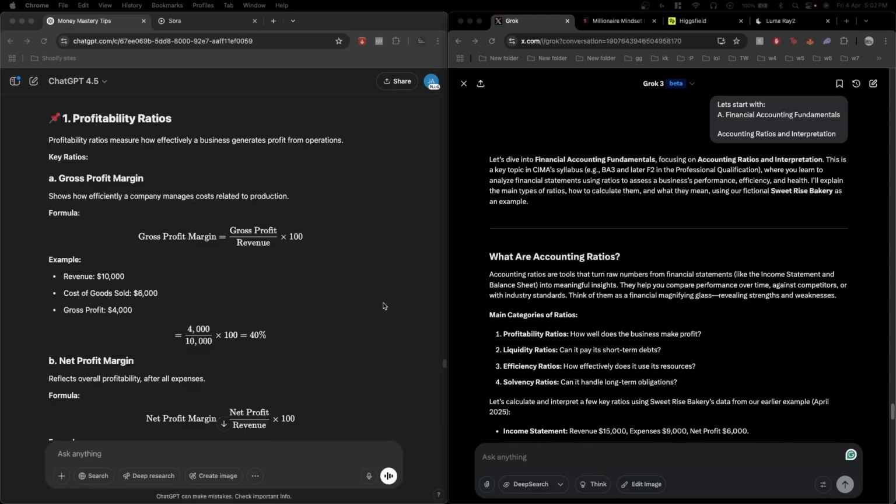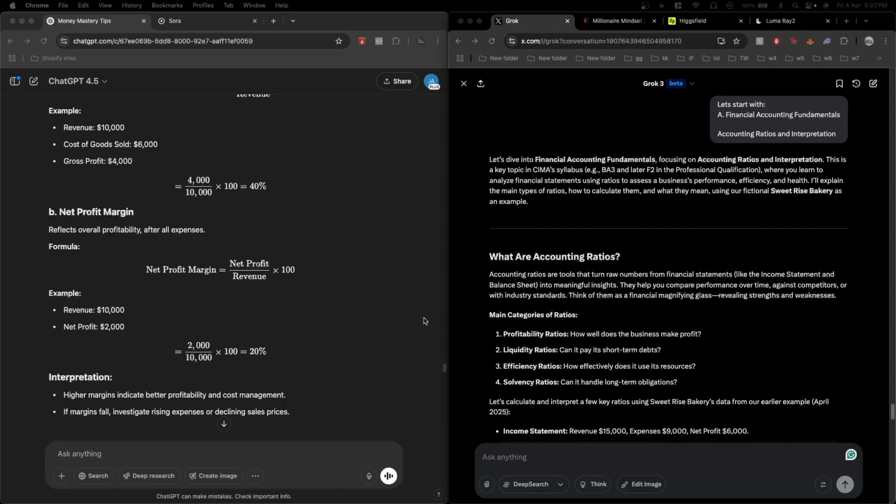So for example, if your revenue is $10,000, the cost of goods sold is $6,000, and your gross profit is $4,000, applying it to the equation above, we have $4,000 for gross profit divided by $10,000 in revenue times 100, which gives you 40%.